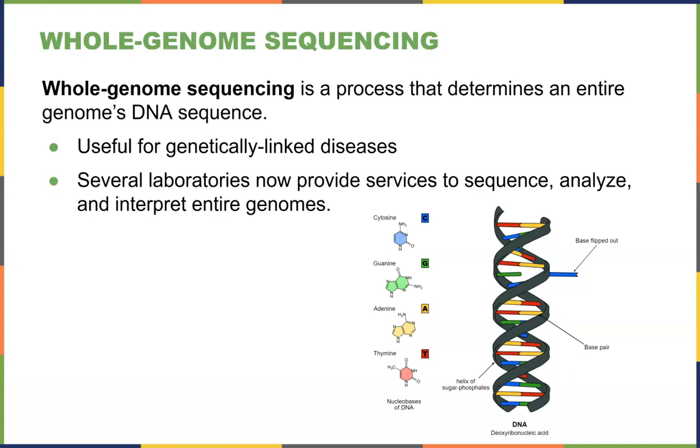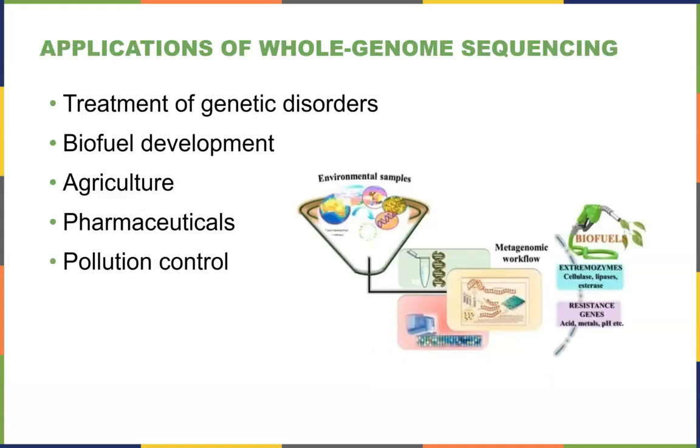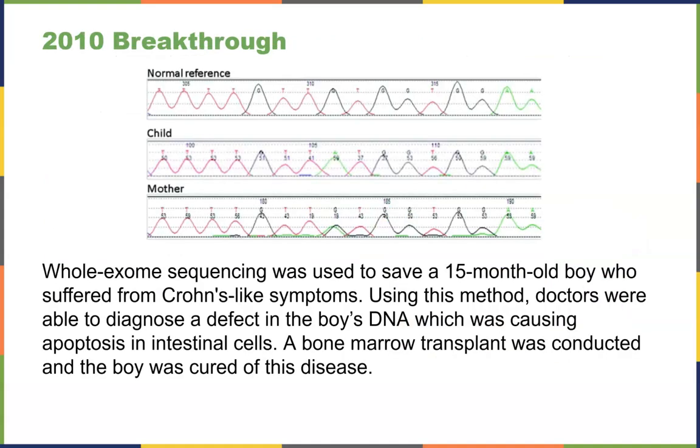It takes a really long time to do it, but several laboratories now actually provide the services to do this. We can use it to treat genetic disorders. Using your whole genome sequence, you can determine what genetic disorders you are predisposed to, or if you have any currently. Biofuel development has been used in agriculture, pharmaceuticals, pollution control. Basically, you name it, we're going to try to use it to solve some problems.